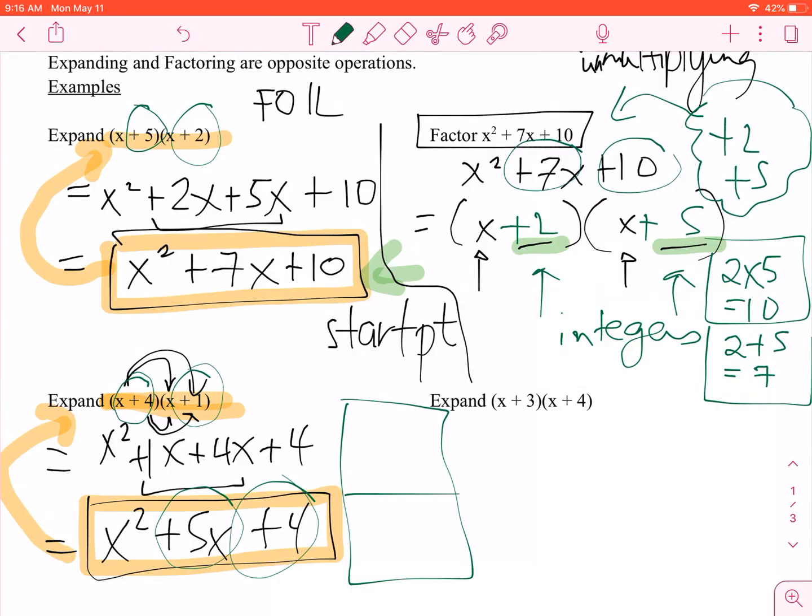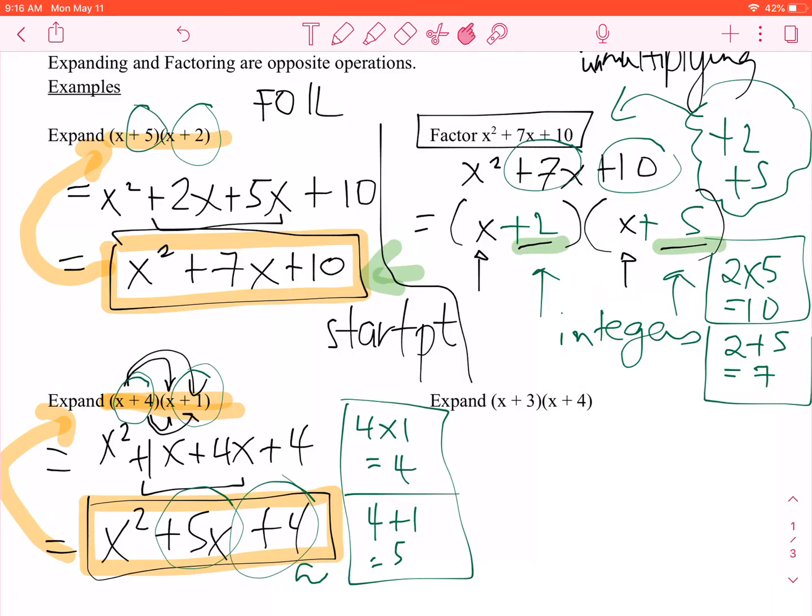Okay, so if we think about this, the numbers that we were given, plus 4 and plus 1, if I do the same thing, if I multiply those two numbers, I do get plus 4, which actually happens to be my constant at the very end. And if I add these numbers, I actually get my middle term, just without the x, just the middle term number. Okay, so there is a relationship between them.